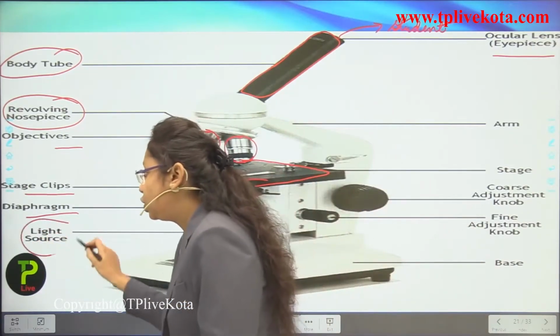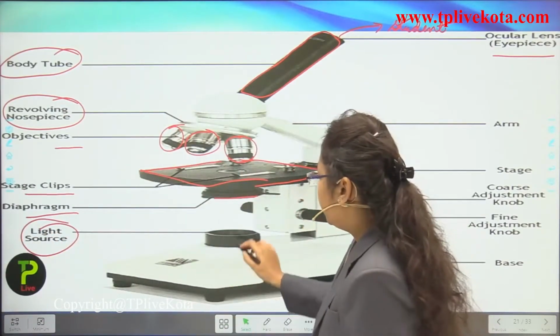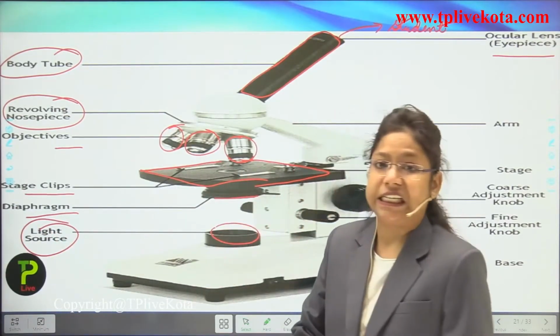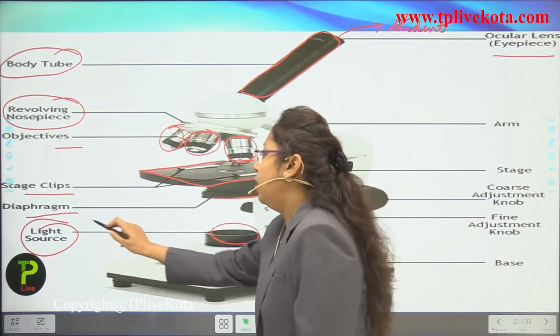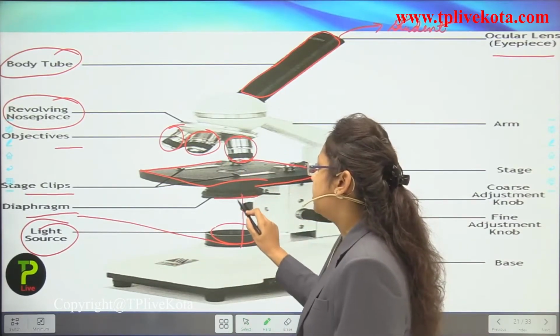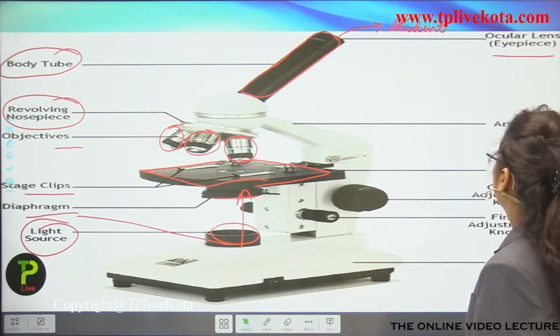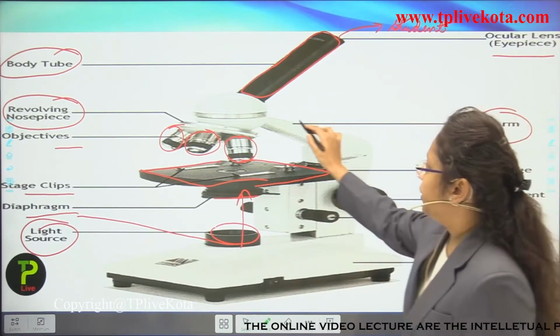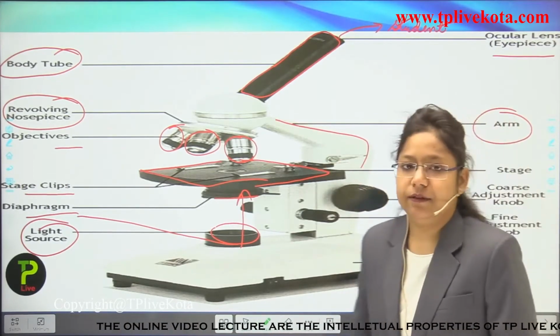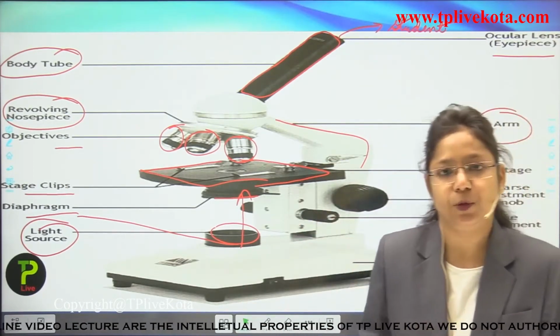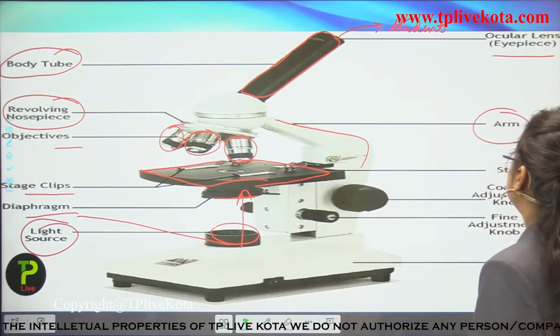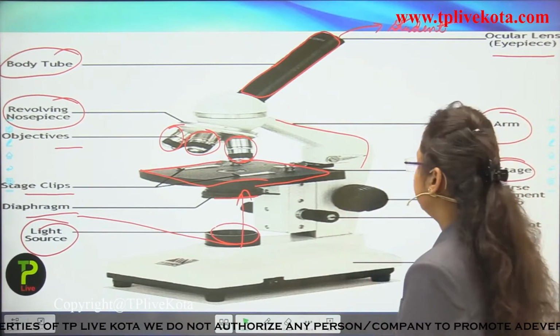Next is the light source. Very important. The light source, this is a concave mirror which is attached here. Now when the light falls on the concave mirror, it is just reflected back to the specimen part. Okay. Now it is the arm which I told you. This is the arm. Okay. We hold the microscope through the arm part only. Next is the stage part, as I told you about the stage part.